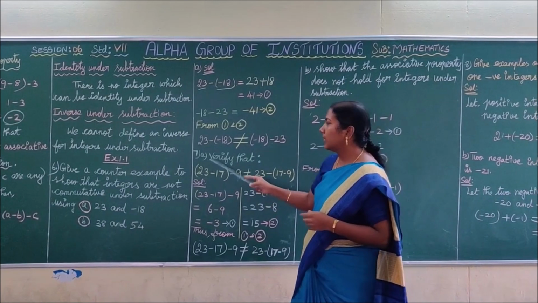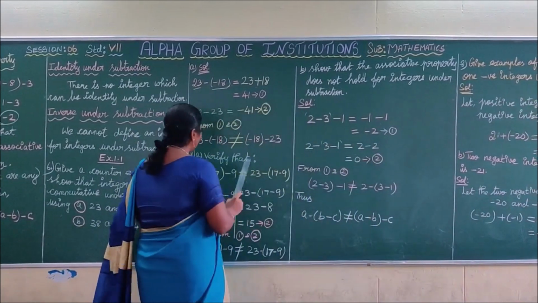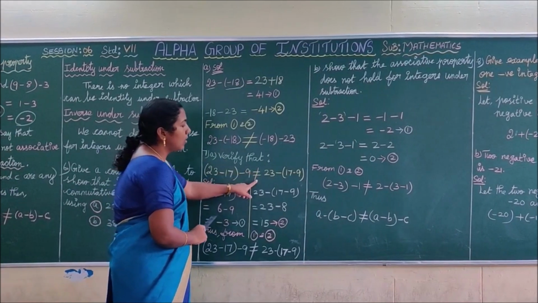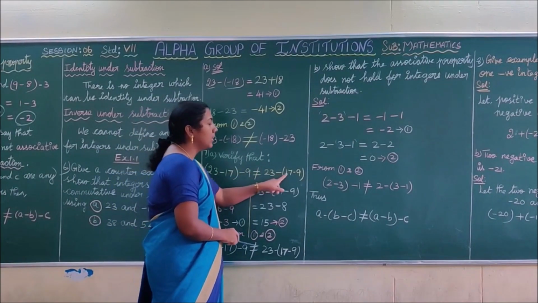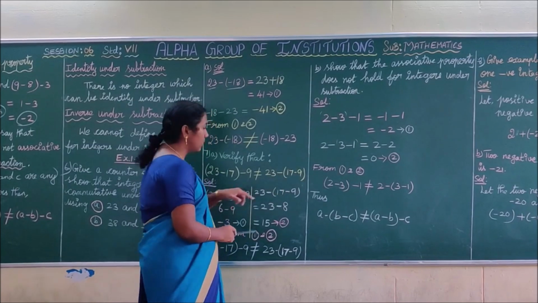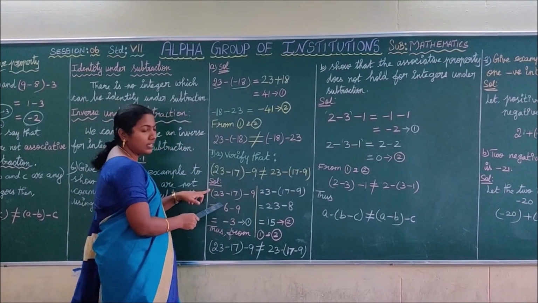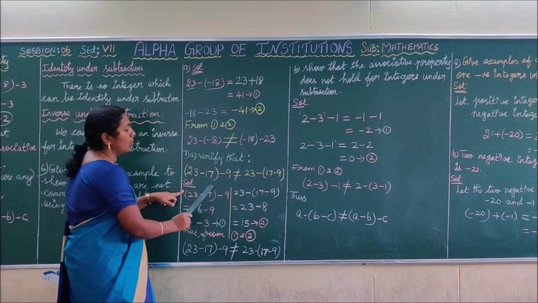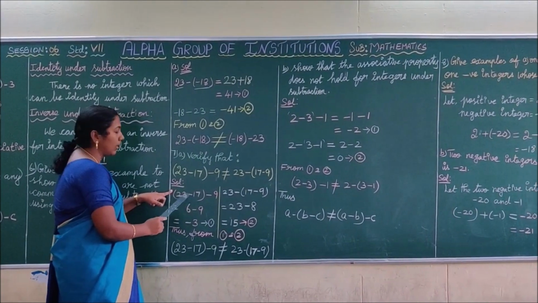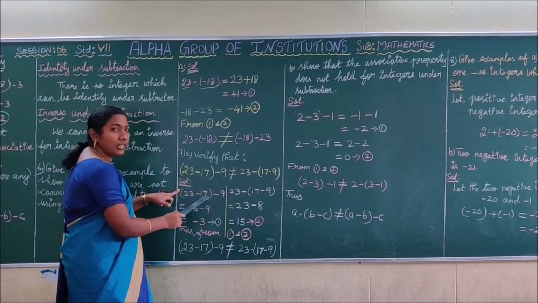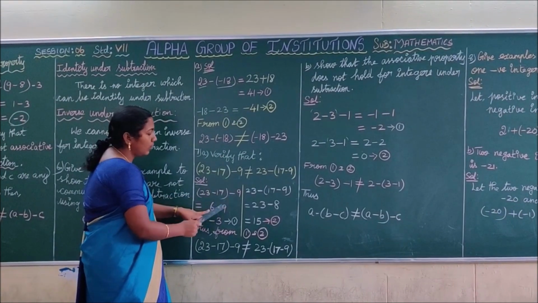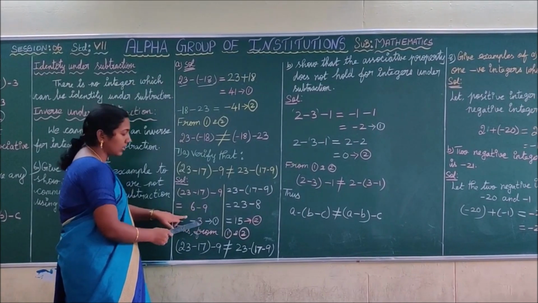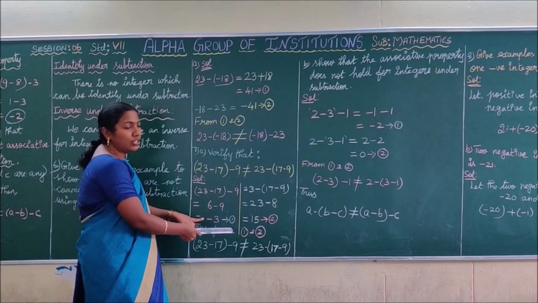Next, we are going to see the seventh sum. Verify that 23 minus (17 minus 7) is not equal to (23 minus 17) minus 9. See, first we are taking the LHS. What is the LHS? 23 minus 17 minus 9. First we have to evaluate the integers in the bracket. 23 minus 17. What is the answer? 6. Write the minus 9 as it is. 6 minus 9. What is the answer, children? Yes, minus 3. Let it be the equation number 1.